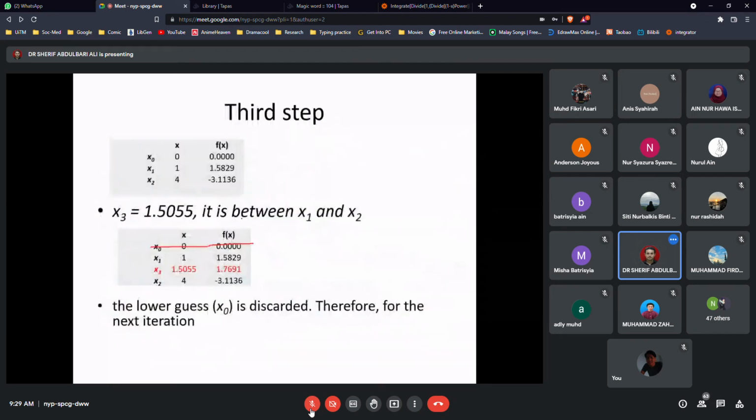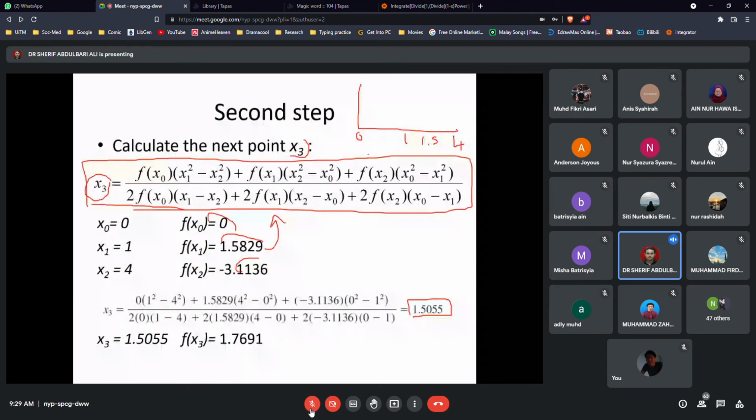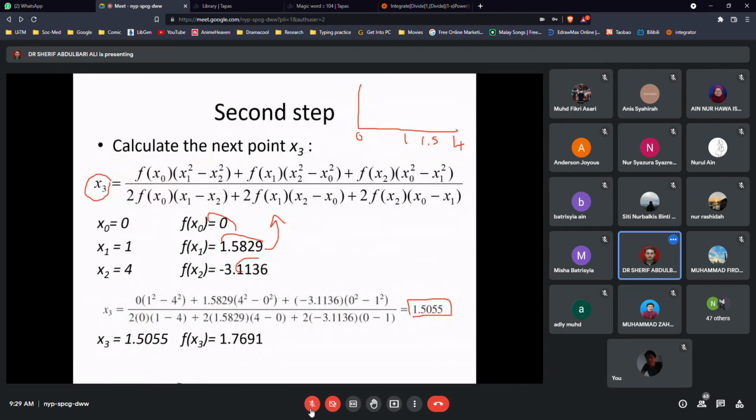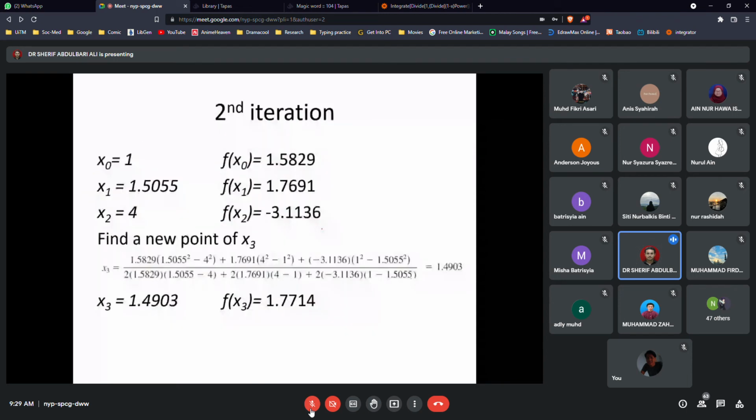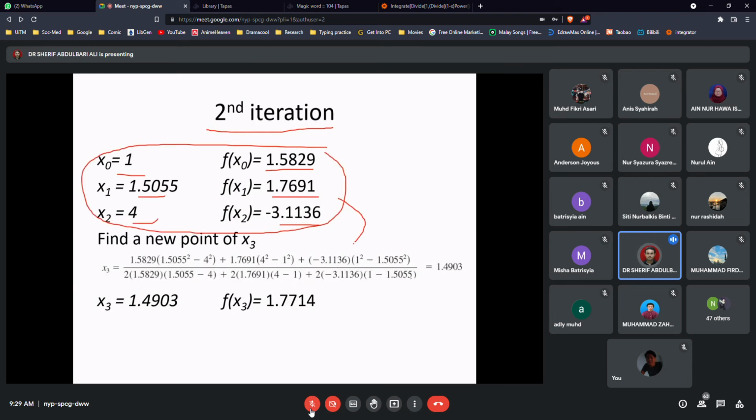Graphically, let me delete this. This one is going to be deleted. This is going to be your x0, this is going to be your x1, and this is going to be your x2. Then you go for the second iteration. You're going to find the function for all these values and put them inside this equation to find a new value of x3. So now x3 is 1.4.